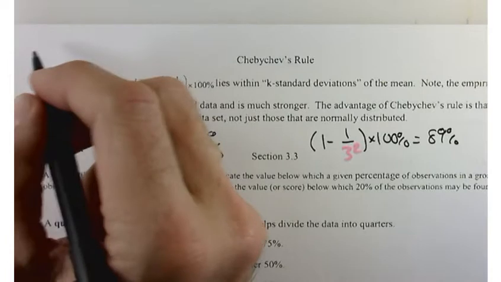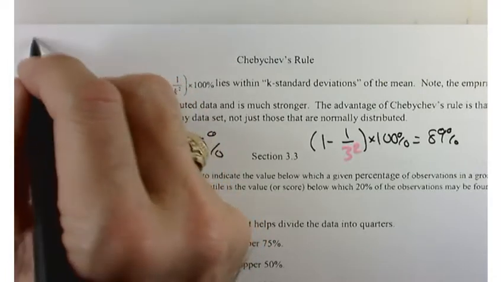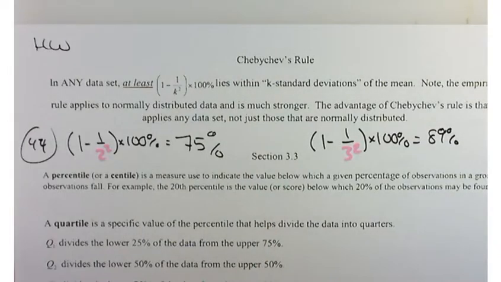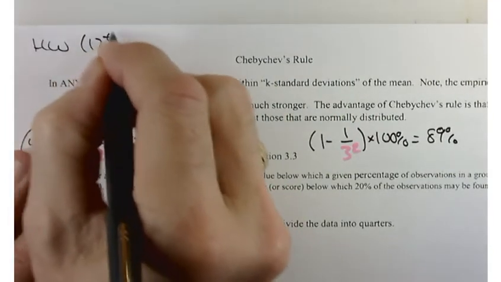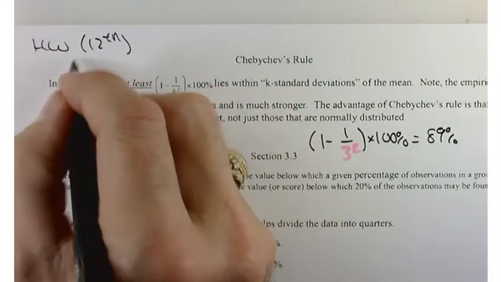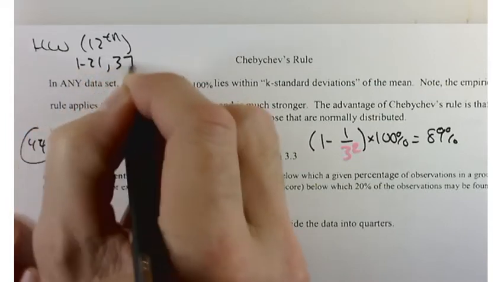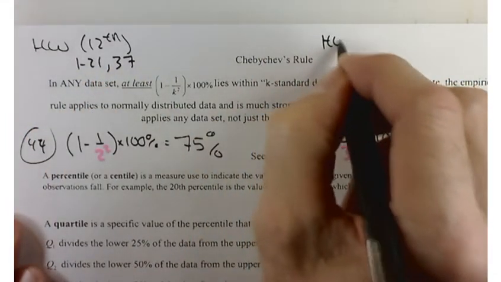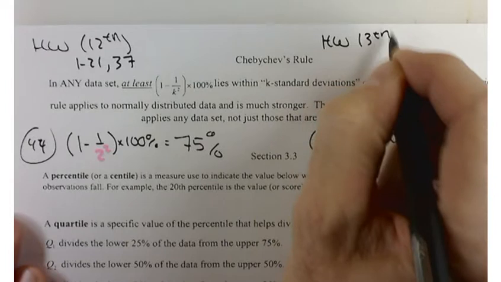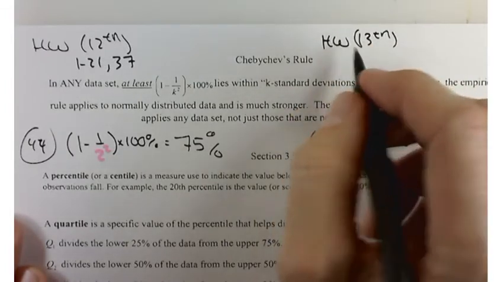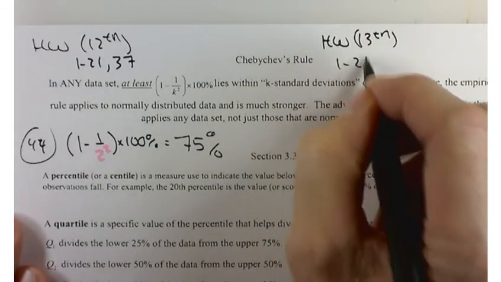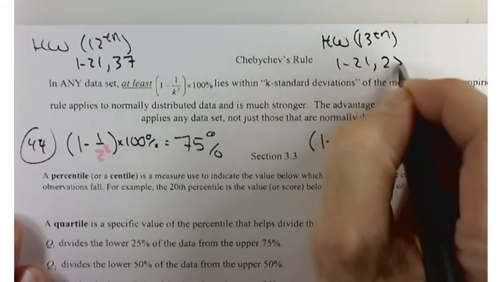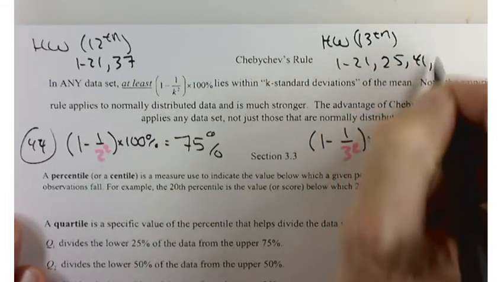So for homework, let's see. If you have the 12th edition, try 1 through 21 and 37. If you have the 13th edition, then try 1 through 21, 25, 41, and 43.